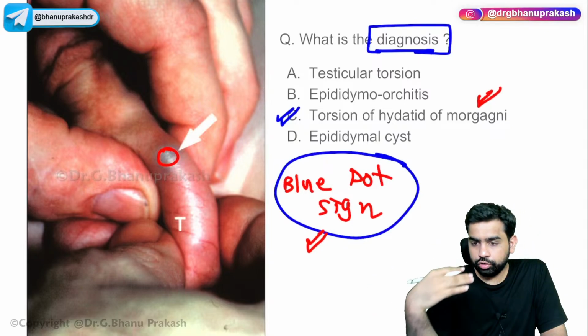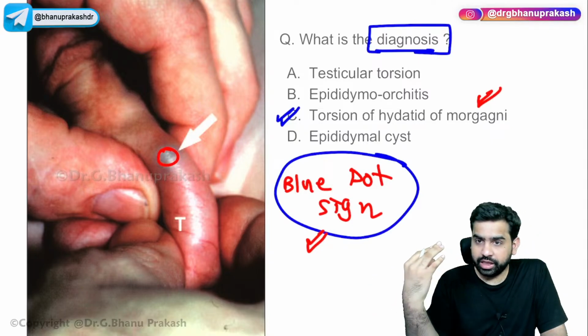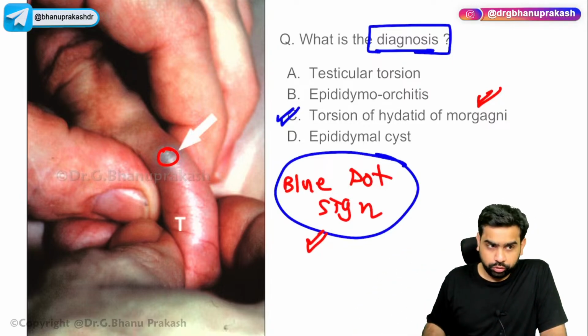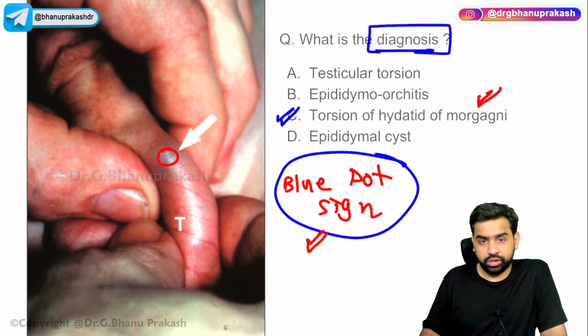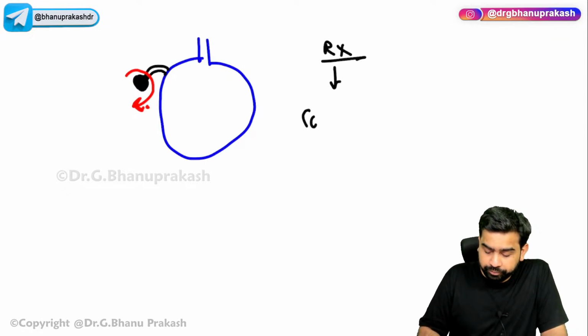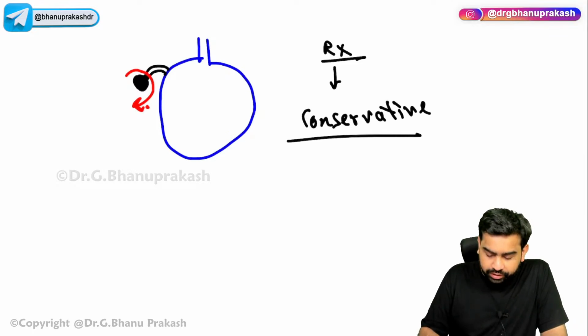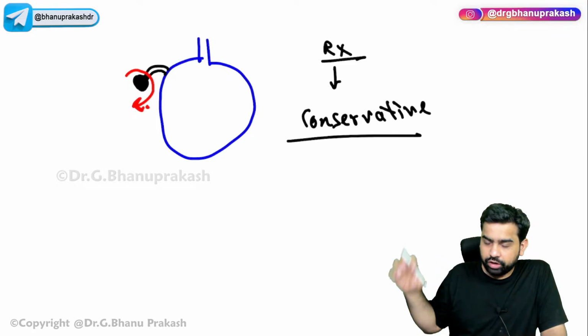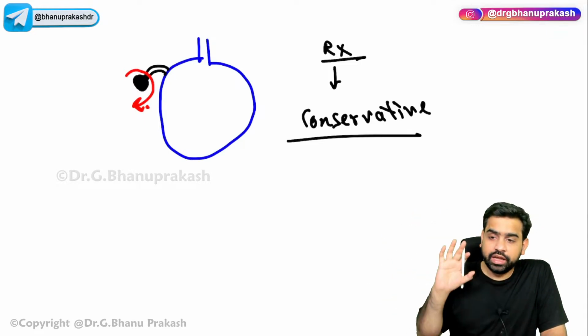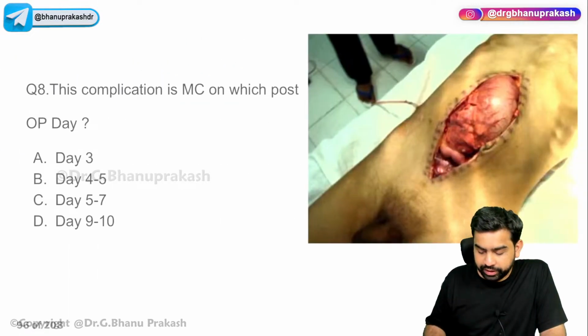How will patients come to you? They will come with a painful scrotal swelling, with severe pain inside the scrotum. That is the blue dot sign. I hope you have understood this point: blue dot sign, torsion of the hydatid of Morgagni. What about the management? It is conservative. What you give these patients is painkillers and antibiotics, and the macrophages and everything will take care of the torsion. Give painkillers and antibiotics.